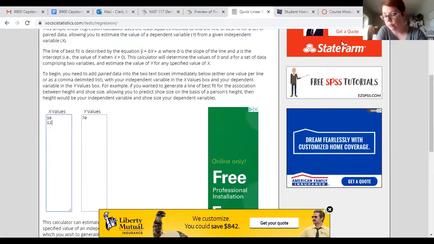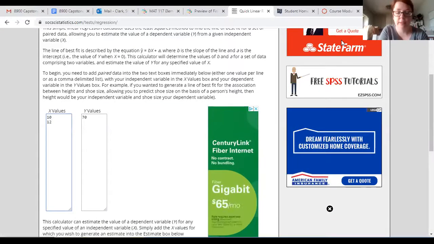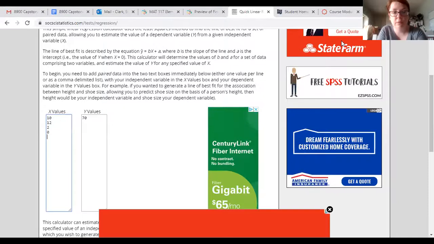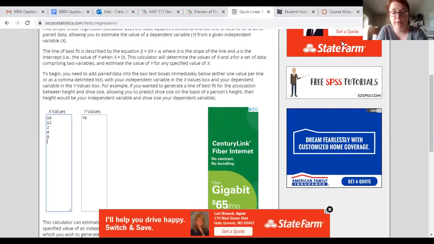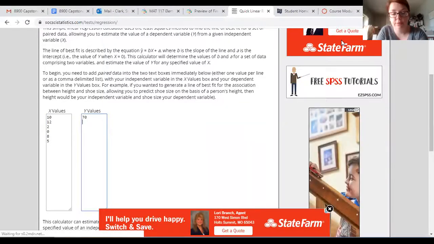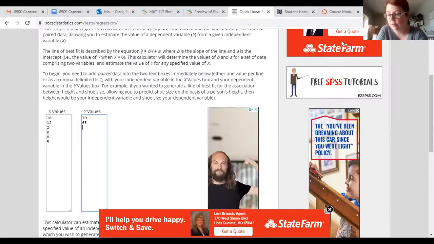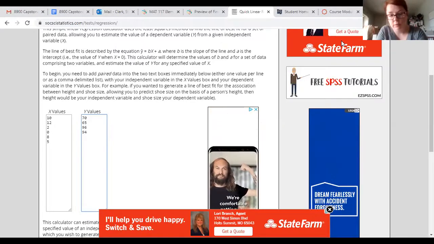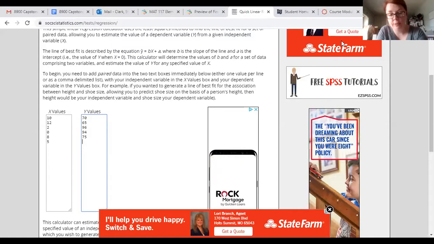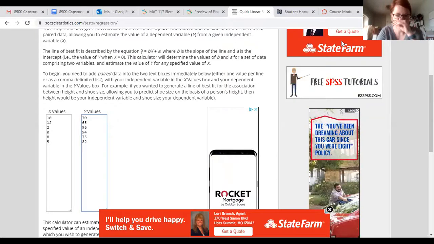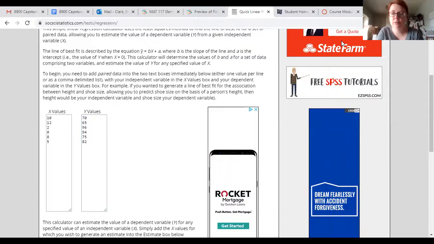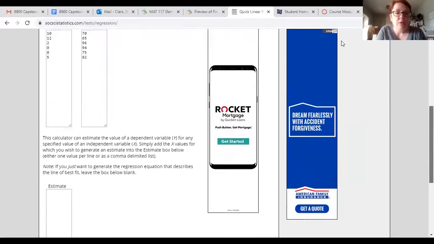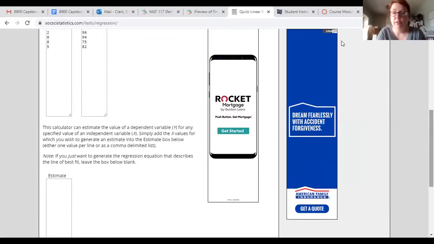So we had 10, 12, 2, oops, I guess I got to hit enter, 0, 8, and 5. And then over here for the grades, we had, first one was 70, then 65, 96, 94, 75, and 82. Okay. So once I hit enter, it'll give us the equation, and it'll show us a little graph too.